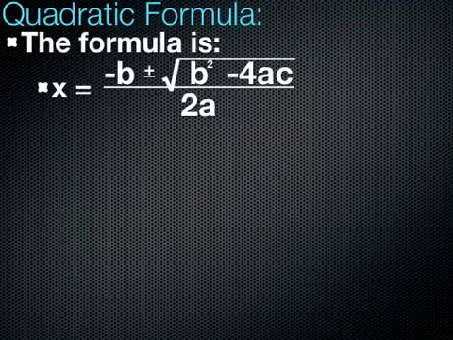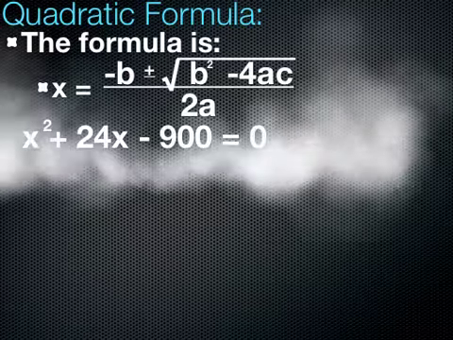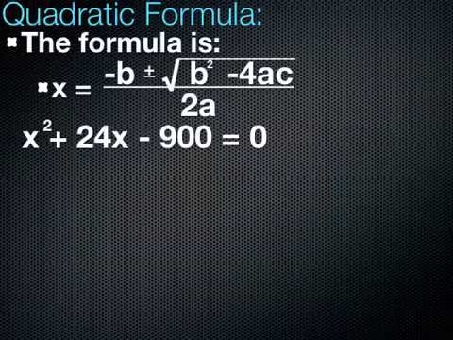The first thing you need to remember is that the quadratic formula is x equals negative b plus or minus the square root of b squared minus 4ac, all divided by 2a. I'm going to rewrite the quadratic from our previous slide. So we have x squared plus 24x minus 900 equals 0. To use the quadratic formula, I need it in standard form and set equal to 0. So this is going to work.